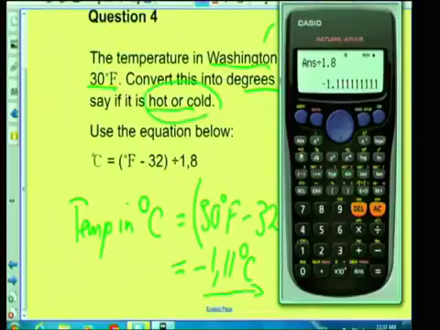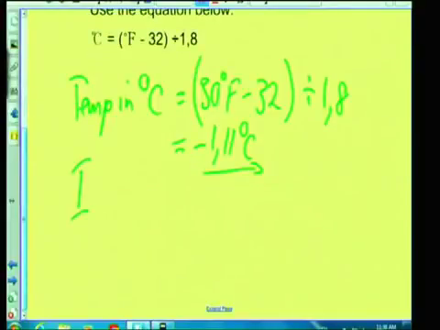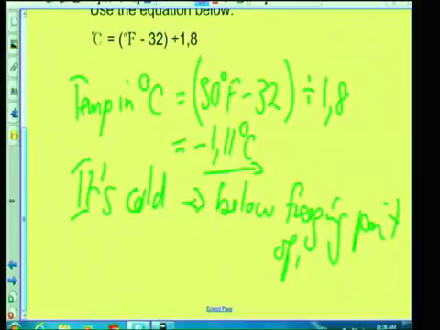Excellent. We finished the question. No. Remember what it said. Say if it's hot or cold. It's very cold. It's below the freezing point of water. It's probably snowing.